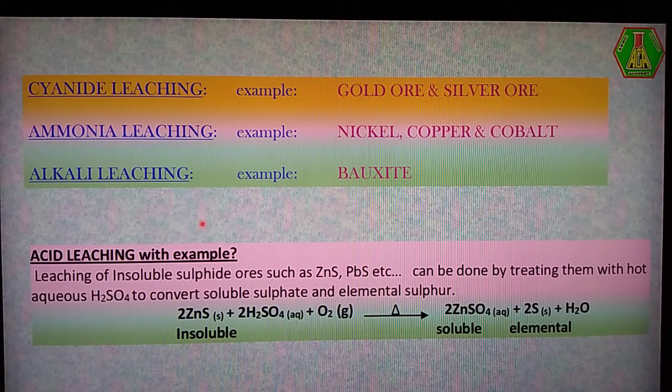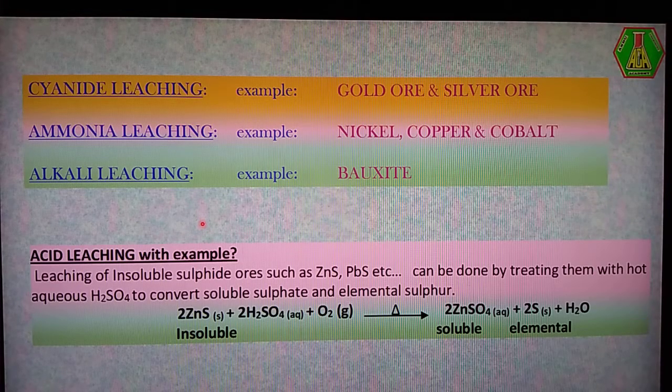All those topics are already discussed. Now our topic is acid leaching processes. What is the acid leaching process? Already I told you, the leaching process may be of 4 types. Here acid leaching is one of them, the final and the last topic.